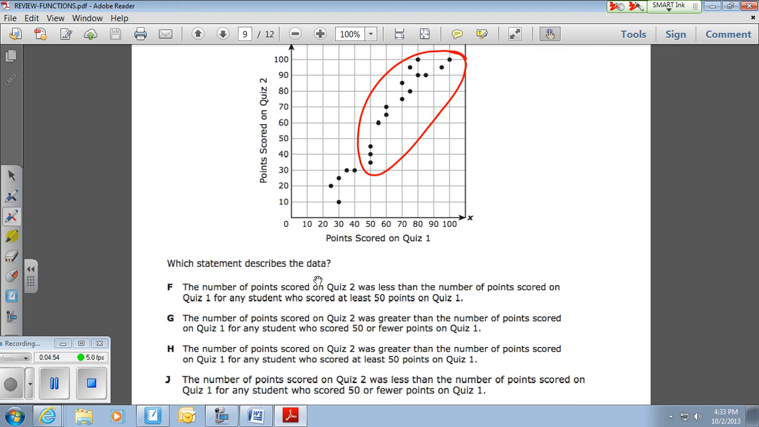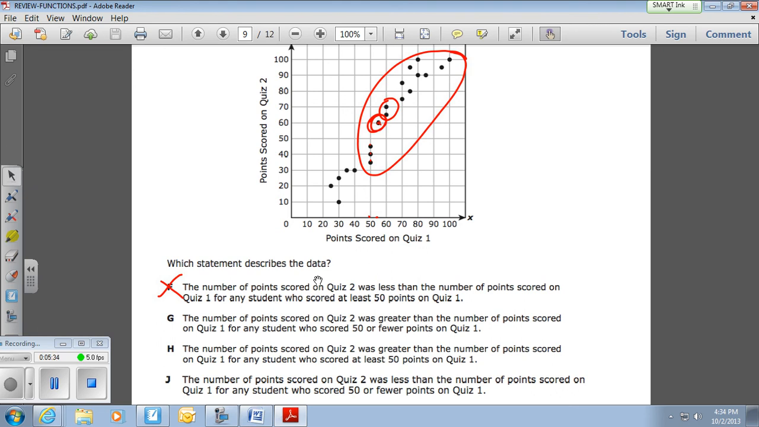So if they scored at least 50 points on quiz 1, did they score less on quiz 2? So if they scored a 50, somebody got a 35, somebody got a 40, somebody got a 45. That's less. If they scored a 55, oh, they got a 60 here. So because of this, and also because of a lot of these, we have to rule out letter F, because some students disprove letter F. Some students got higher on quiz 2 when they scored at least 50 points on the quiz. So we know it's not F.